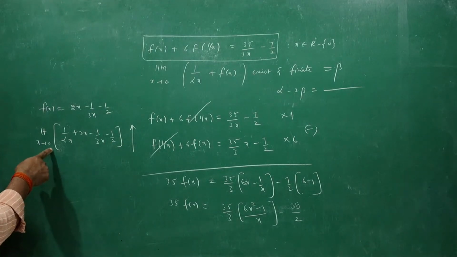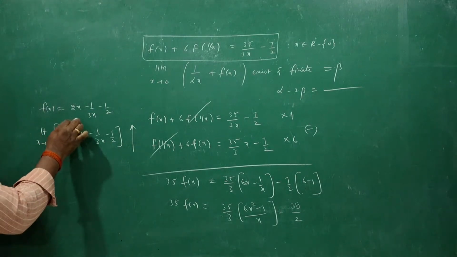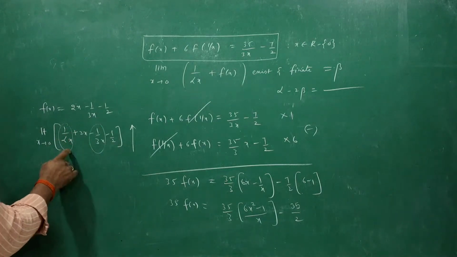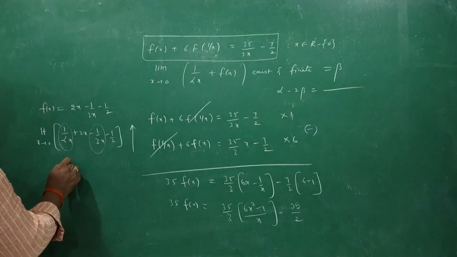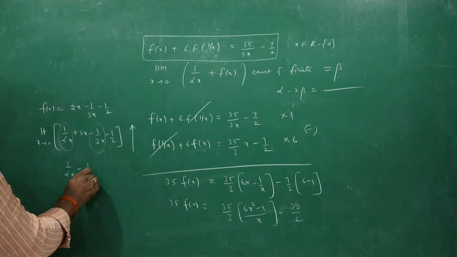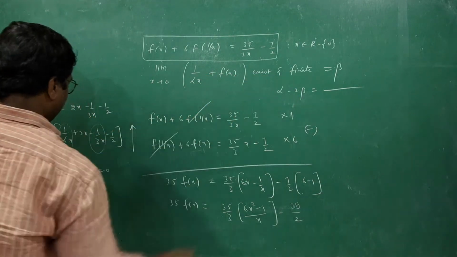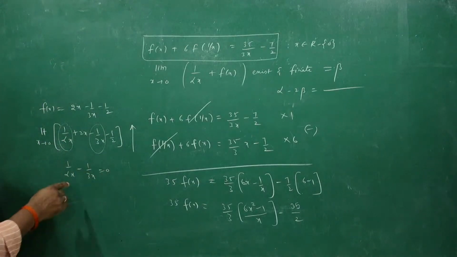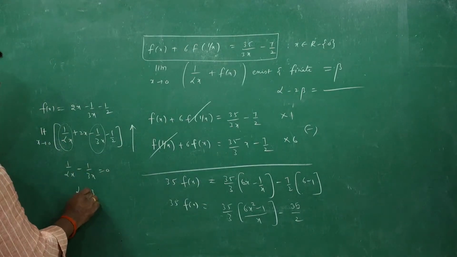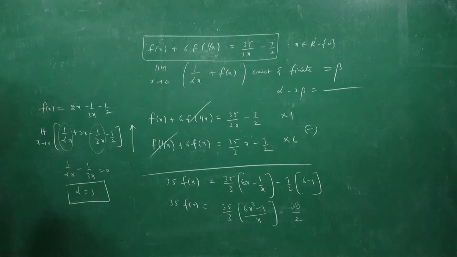Actually, if you substitute x with 0, this becomes infinite. So these two terms must cancel: 1 by alpha x minus 1 by 3x, put 0. To get a finite result, I am neglecting this. So that alpha equals 3. I got alpha value 3.